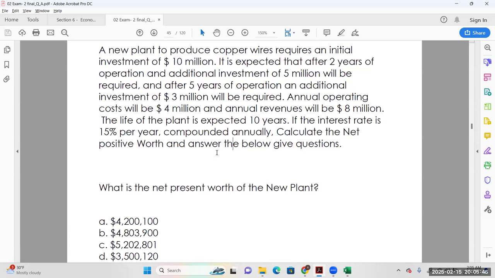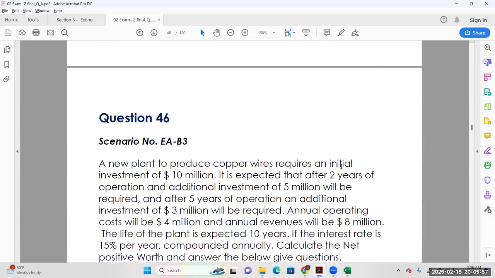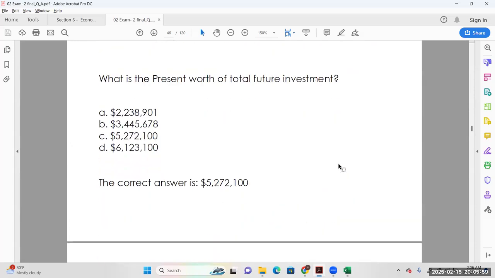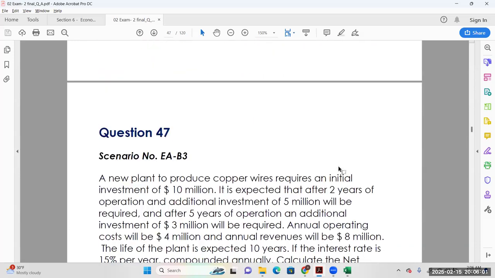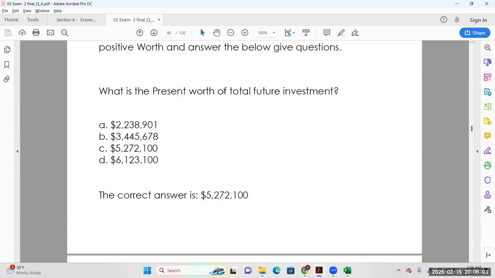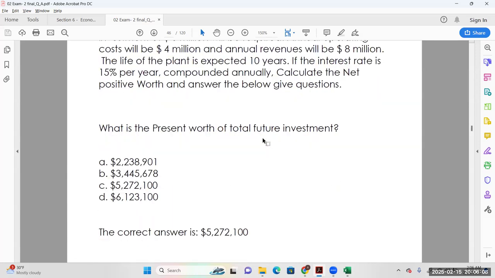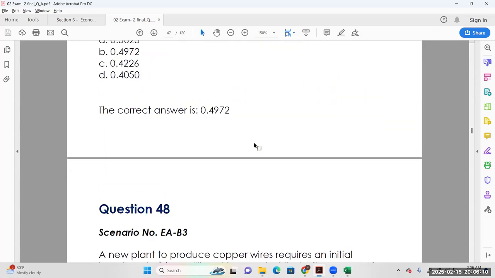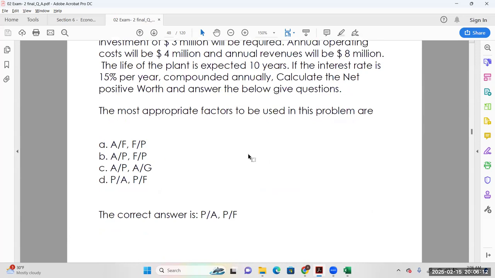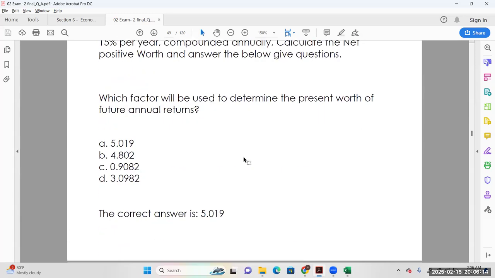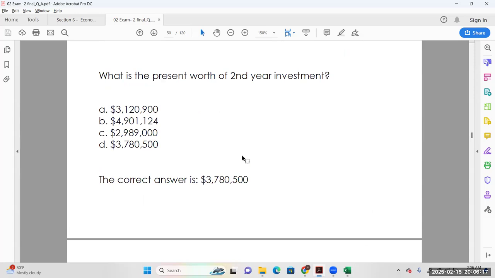Got it? It will take time actually because I went somewhere. But okay, the concept is clear. No problem. What is the present worth of the total future value? That also you know how to calculate it.